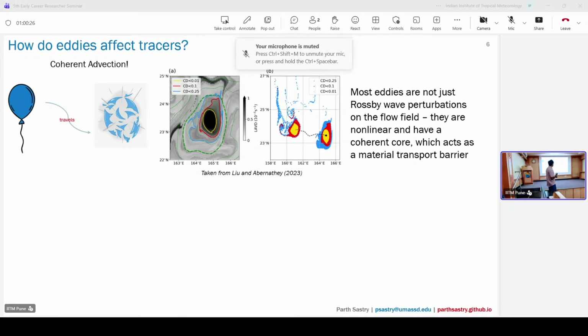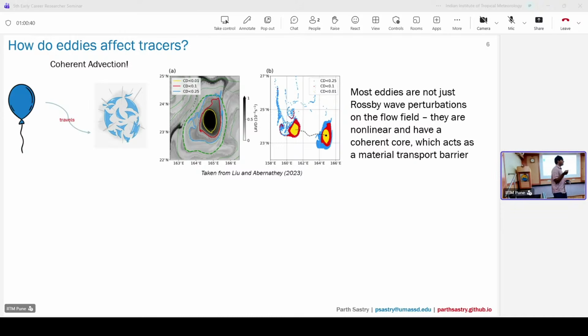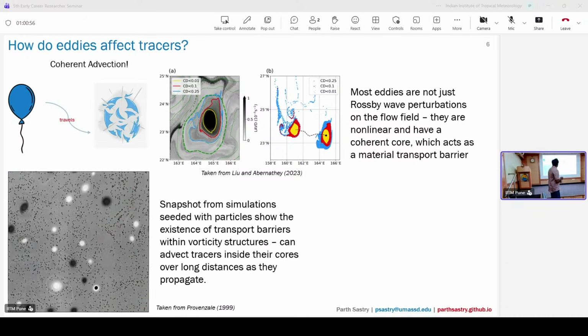And the reason why this happens is because most eddies are not just Rossby wave perturbations in the flow field. The idea being that they're not just linear features that you can approximate with a geostrophic balance and then be done with it. They are nonlinear, and the nonlinear term in the momentum equation plays a role in the dynamics of these eddies. And that leads to this sort of coherent core, which acts as a transport barrier. So fluid cannot go out of the core, fluid cannot come into the core, and that prevents mixing and homogenization of the eddy. This has been known in literature for quite a while.